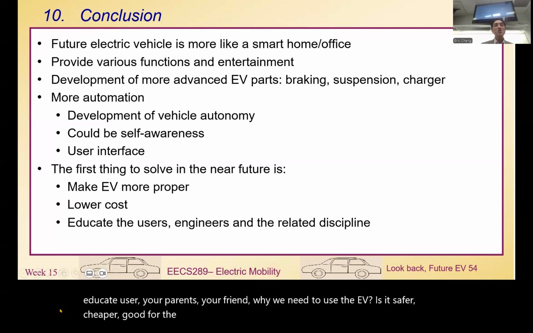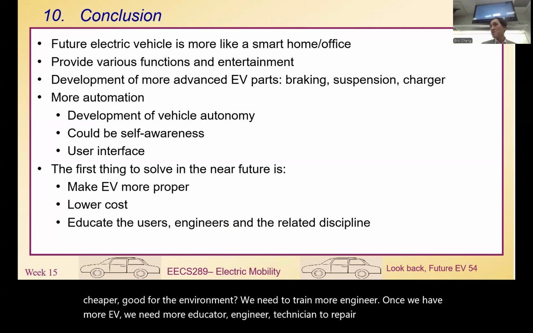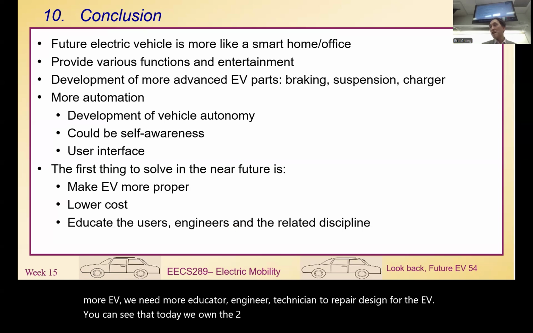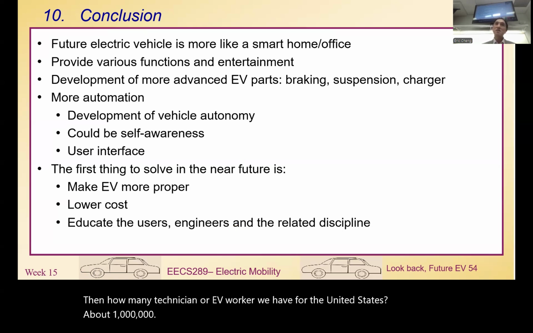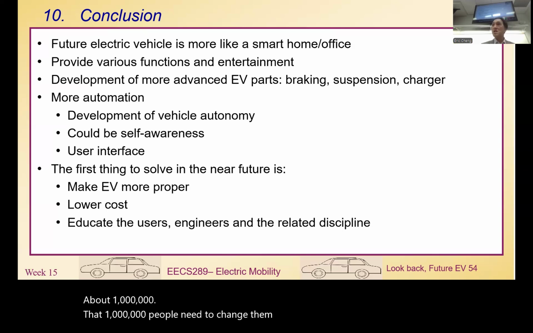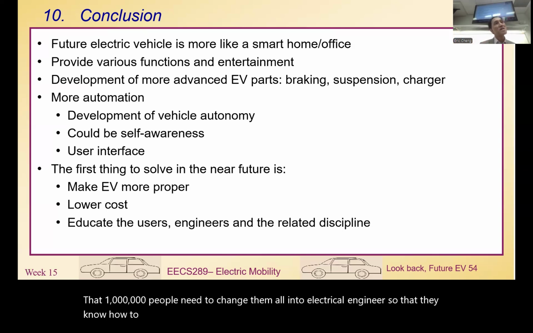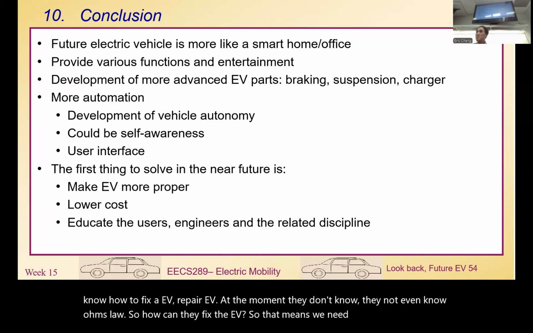We need to train more engineers. Once we have more EVs, we need more educators, engineers, and technicians to repair and design the EV. You can see that today we are only 2%, but after 10 years, maybe we have 70%. Then how many technicians or EV workers do we have for the United States? About 1 million. Those 1 million people, we need to change them all into electrical engineers so that they know how to fix an EV, repair an EV. At the moment, they don't know, they don't even know Ohm's law. So how can they fix an EV? So that means we need to retrain them, retraining.